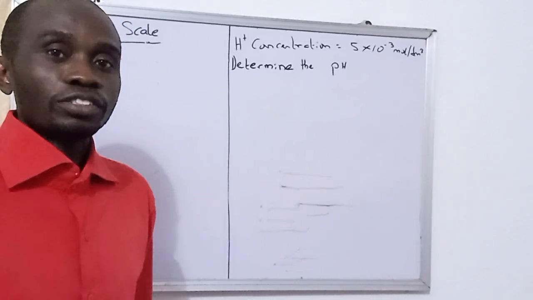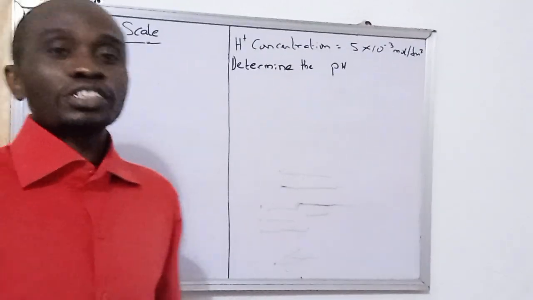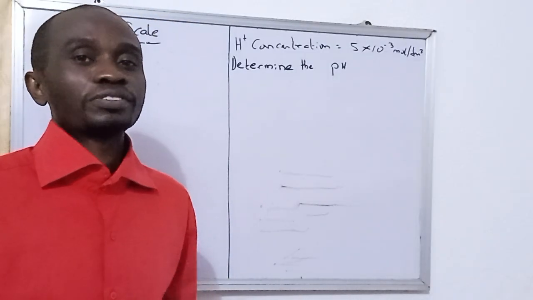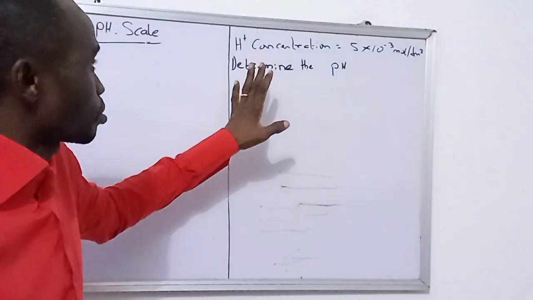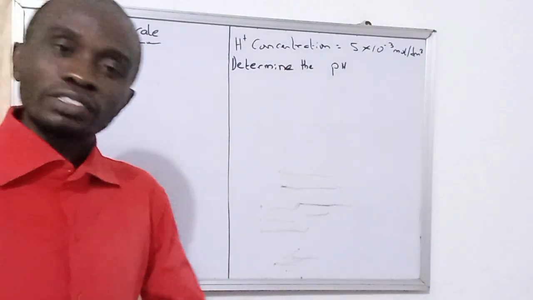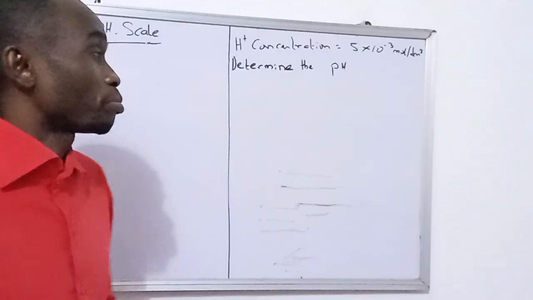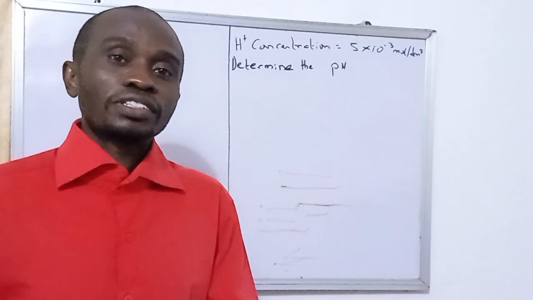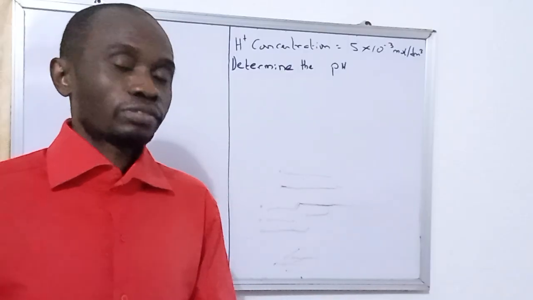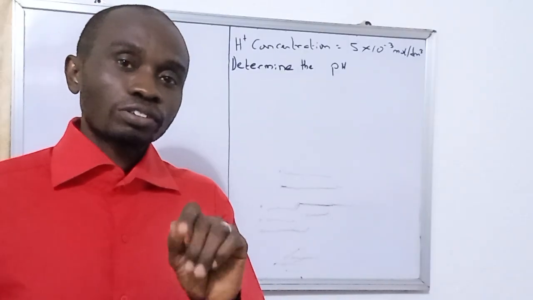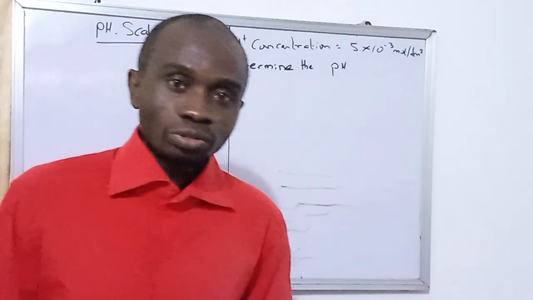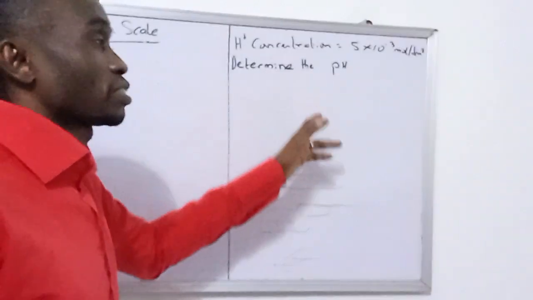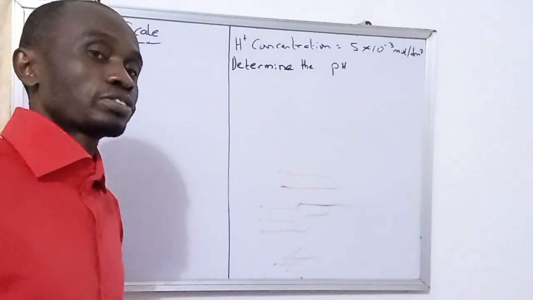Welcome back. Still on the application of pH and the pH scale. So let's look into this problem and see how it goes. Remember that pH is the negative logarithm of the hydrogen concentration to base 10. So let's apply this concept to the problem.